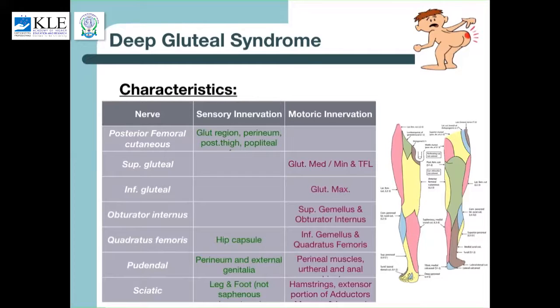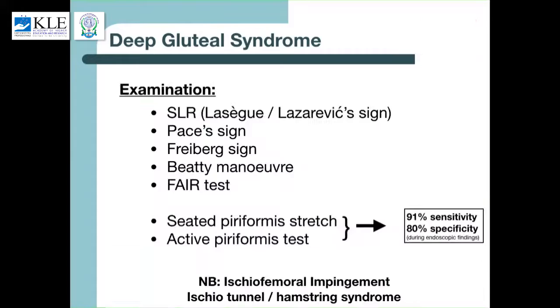If we move into the examination of this area, now it gets a bit more tricky because we're going to throw a whole heap of tests at this problem to help us diagnose posterior gluteal syndrome. So I've put a few up there on the screen. So your straight leg raise or your SEG sign, your pace, your Freiburg signs, your Betty's maneuvers, your fair tests, and then your seated and your active piriformis stretches.